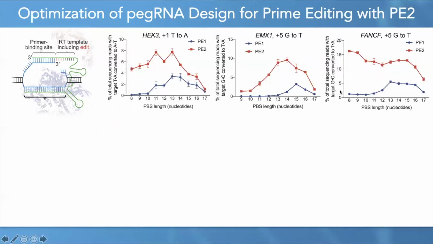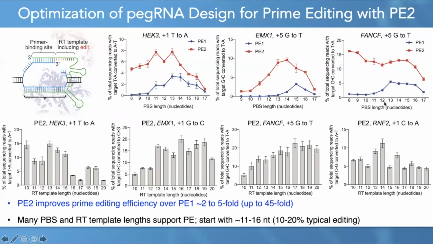We also observed that prime editing efficiency could be further optimized by testing multiple combinations of pegRNA primer binding site lengths and pegRNA reverse transcription template lengths. In HEK293Ts, we found that we could use PE2 to install transversion mutations at rates between 10 and 20%. These edits were previously impossible with base editors.